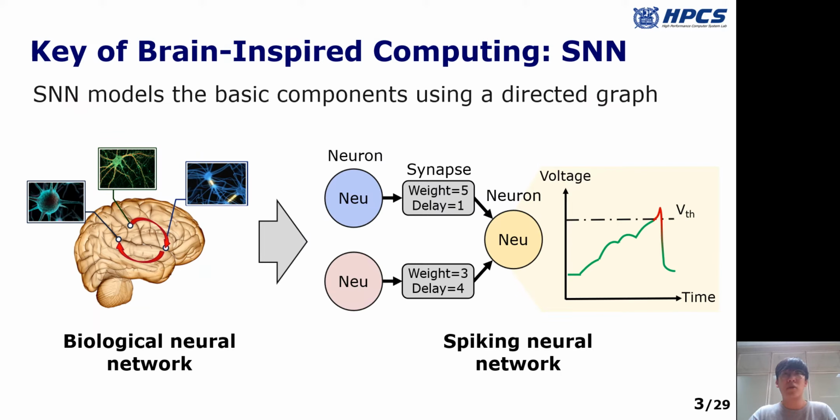The most common way to model the computing capabilities of the brain is to use spiking neural networks, namely SNNs. SNNs model the computing capabilities of the brain using a directed graph. Each node represents a neuron and the edges represent the synapses. A synapse has a dedicated weight and delay which affects how the neurons behave according to the input spikes. Also, each neuron keeps a time-varying state called voltage, which changes with both incoming spikes and time.